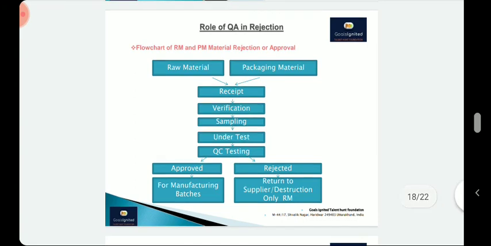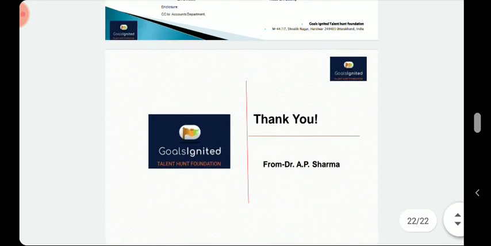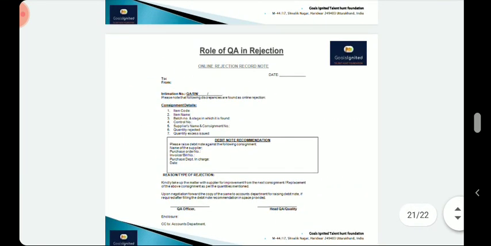Every record is to be there, and trending is required to be maintained. These are the things which need to be followed, and the online rejection record note is there.